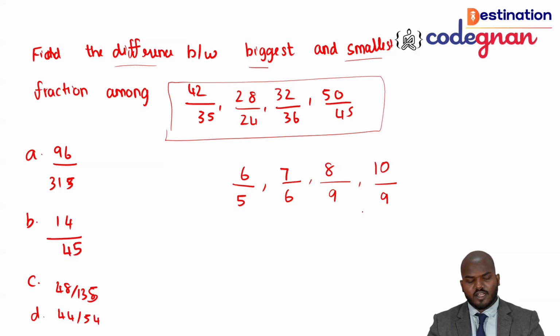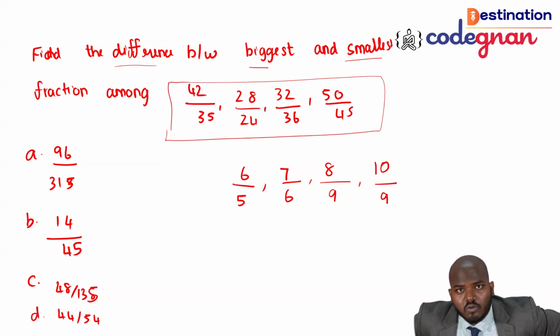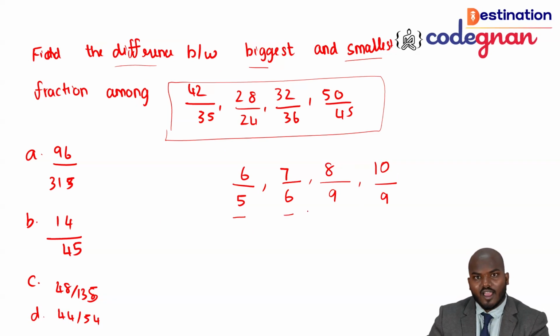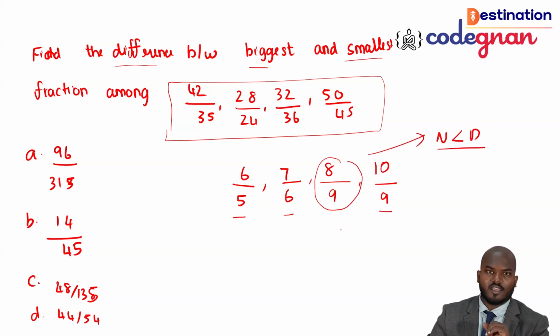Okay, so improper means the numerator is greater than the denominator. Proper means the numerator is less than the denominator. That is how we define the proper fraction and the improper fractions. According to this, what do we call this one? Improper fraction. This one? Again an improper fraction. This one, again an improper fraction. Only this one is a proper fraction, because the numerator is less than the denominator here.